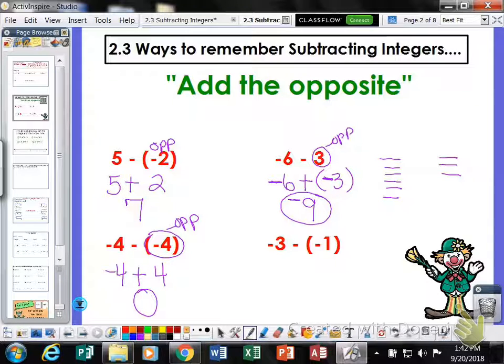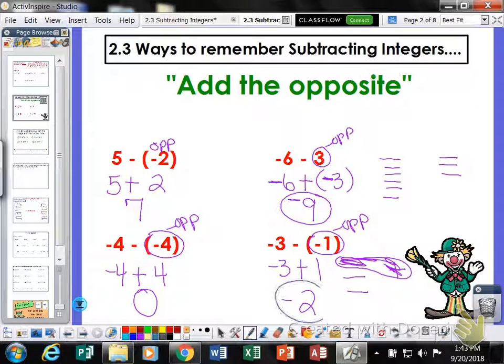And then negative 3 minus a negative 1, so negative 3 plus, and I want the opposite of negative 1. And the opposite of negative 1 is positive 1. So now I have 3 negatives, I have 1 positive. Notice that I have more negatives because that's 3 negatives compared to 1 positive. So I know overall my final answer is going to be a negative number. So what I can do is negative, negative, negative, a positive for the 1, a negative and a positive, they cancel each other out, leaving me with 2 negatives, or negative 2.